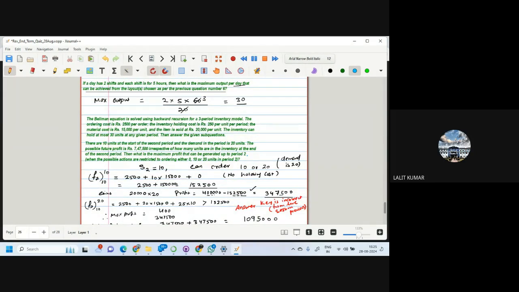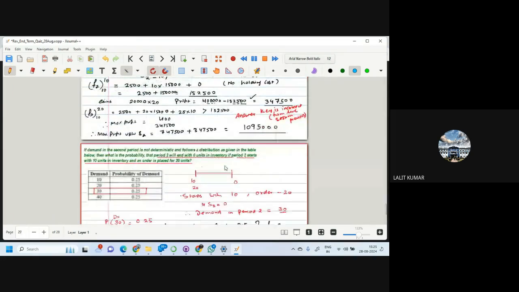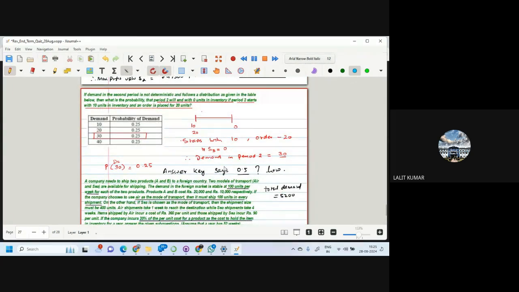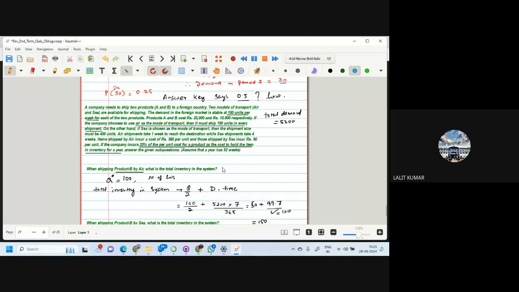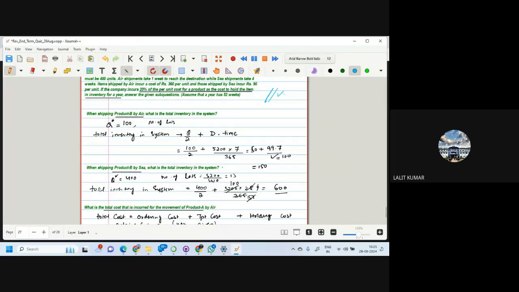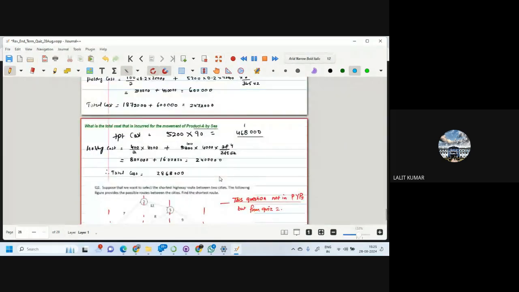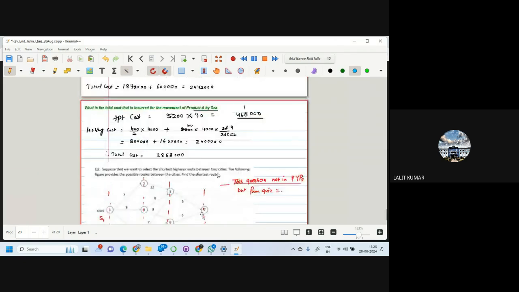Bellman equation we have done. Similar question. This demand function we have done. This similar question we have done, so this is repetitive. This transportation question, please do yourself.